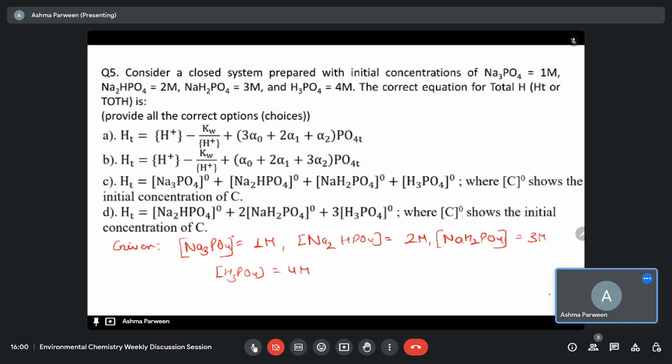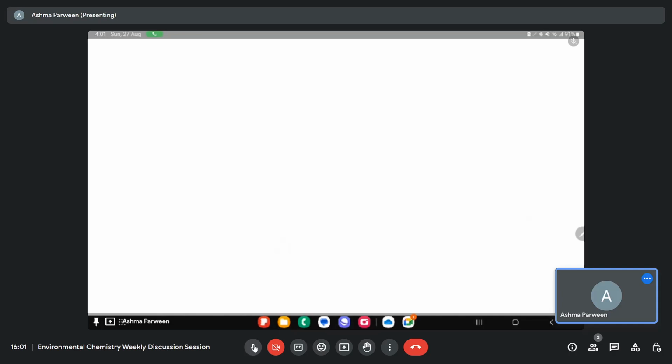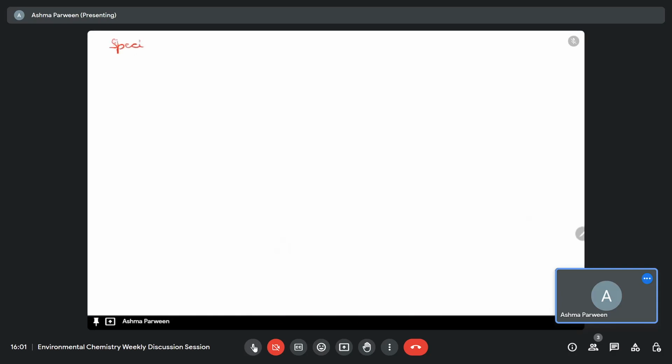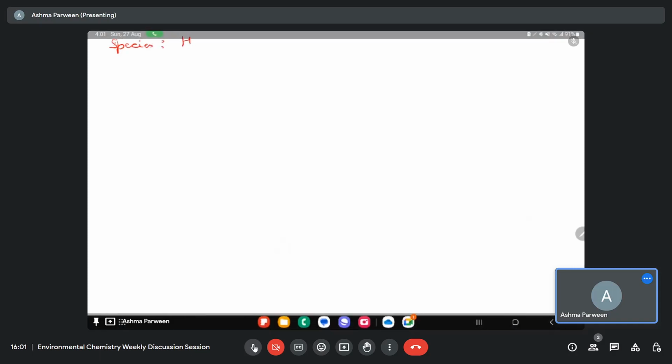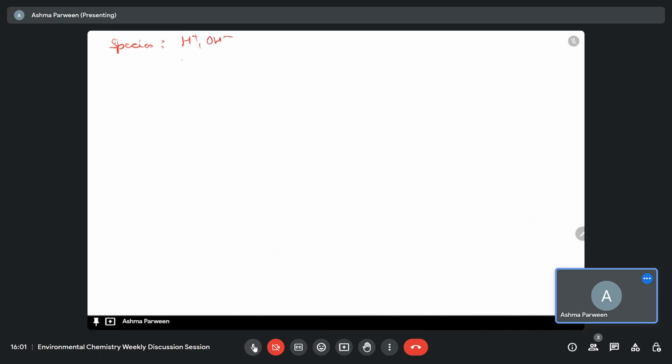Let's first write the species and components in the system. Species will be H plus, OH minus, sodium, and all the species of phosphoric acid. These are the species which will be present at equilibrium. Now let's write the components, the building blocks for any reaction. The components will be H plus, Na plus, and the most deprotonated form of phosphate, that is PO4 3 minus.